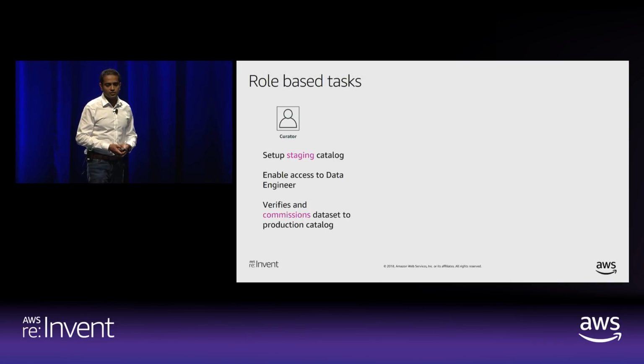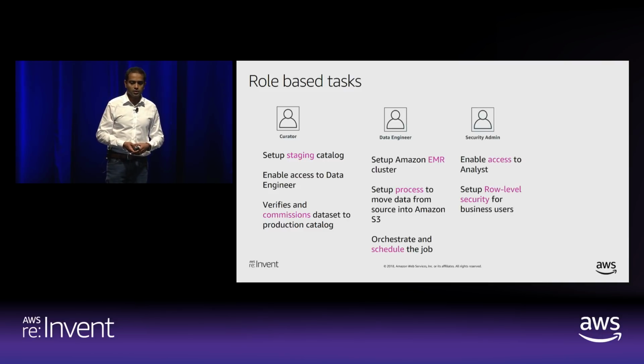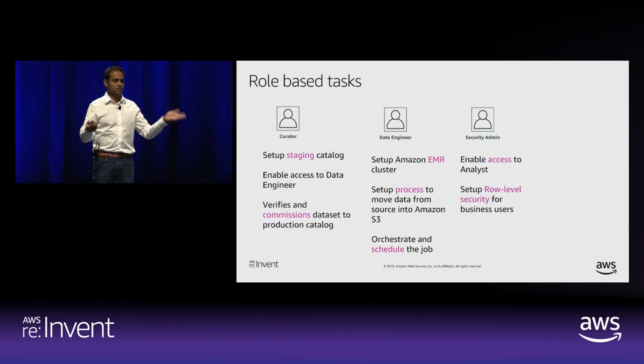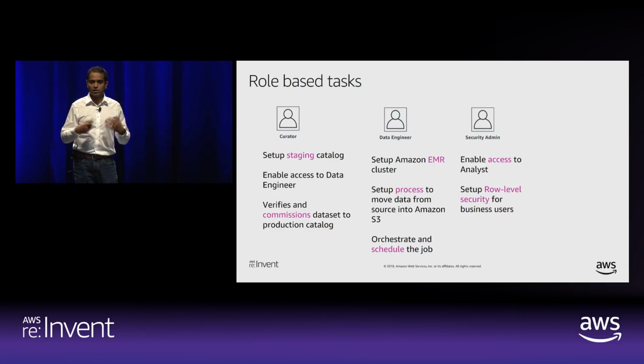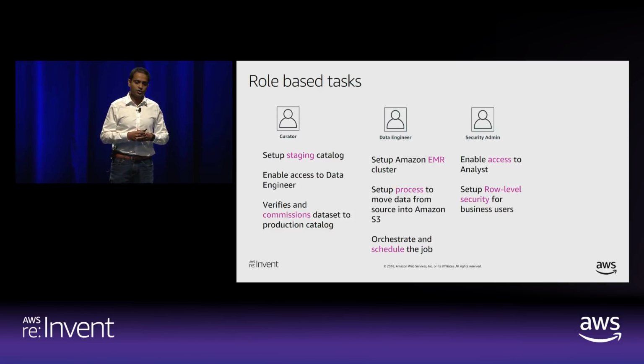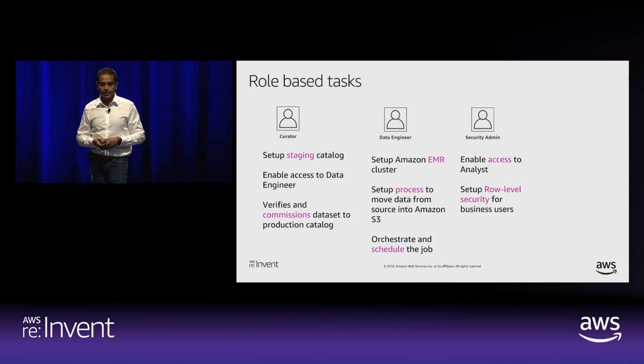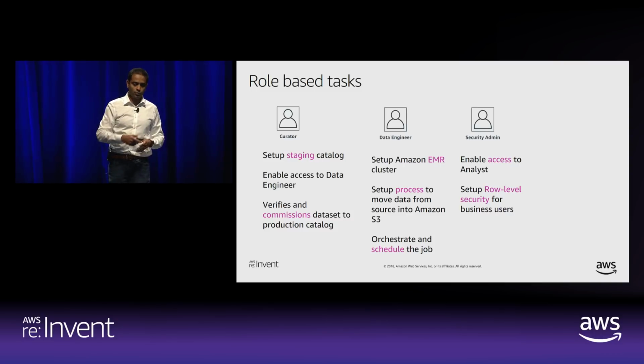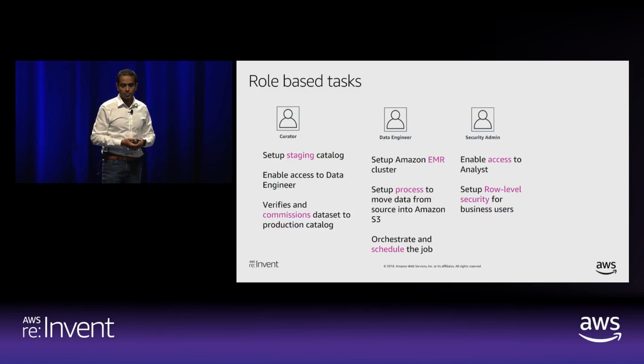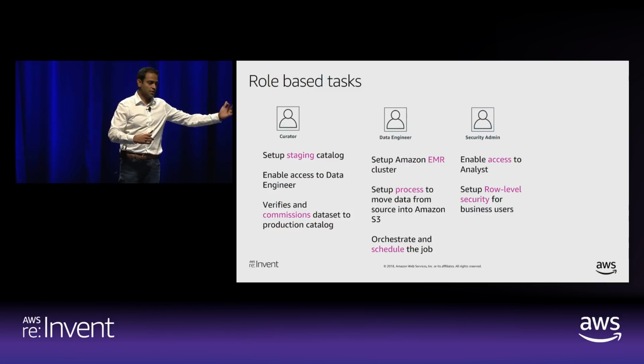So if we break this down to the tasks that might be involved, starting with the curator, this initially sets up a staging environment. Think about a staging catalog environment, which is mapped to a staging location in S3. Then enable that and give access to the data engineer to start pushing data into it. And then the security administrator is involved in enabling the access for it. One thing to point out is the second bullet there about setting up the row level security. This is where you want to filter the data at the manufacturer level for the business user.